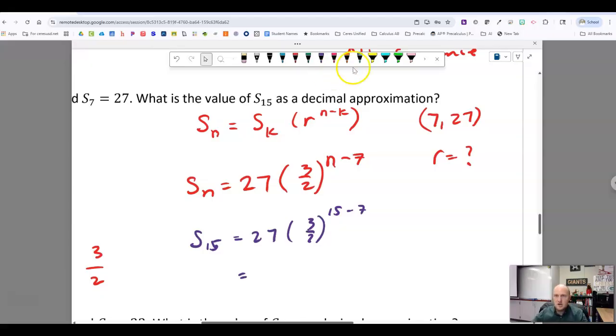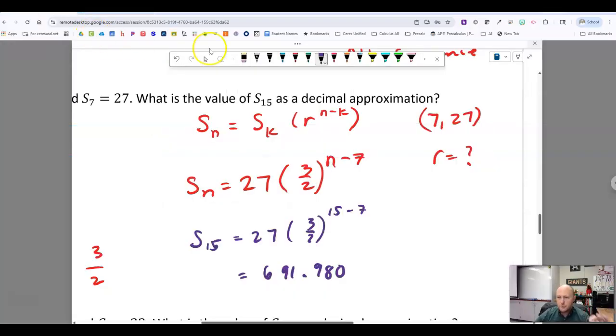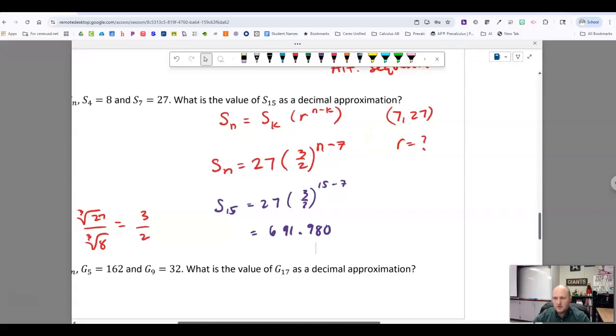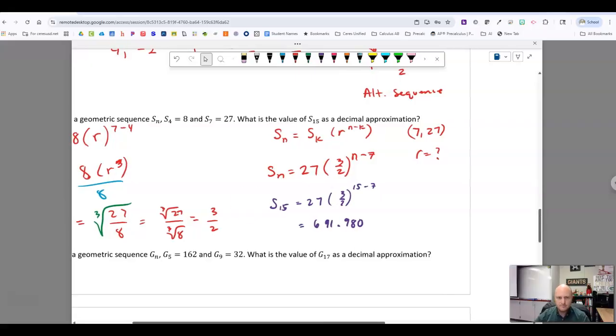So again, this is a calculator active question. So I'm going to go ahead and plug this in. 27 times 3 divided by 2 to the power of 8. Okay, and we get 691.980. Remember, always for AP, 3 decimal places, rounded or truncated. I like to have my students round, but if you truncate on the AP exam, that's also fine.